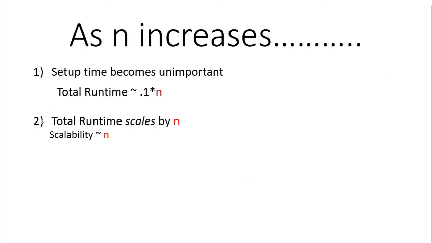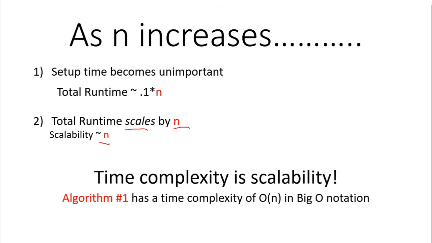So that brings us to point number 2 here, which is that total runtime scales by n. And notice how this n is in red, because we're referring to algorithm 1 this whole time. So the scalability is n, because if we double the n, then we're doubling the amount of things we have to do in this algorithm, which is going to double the amount of time based on the argument we made earlier. And so time complexity is a measure of scalability. And that might be the most important point I make in this entire video.